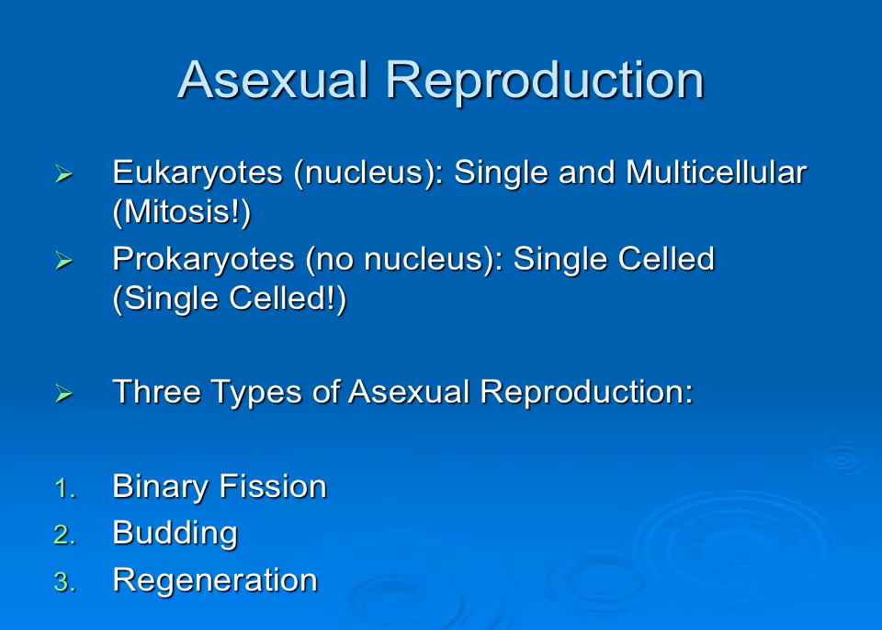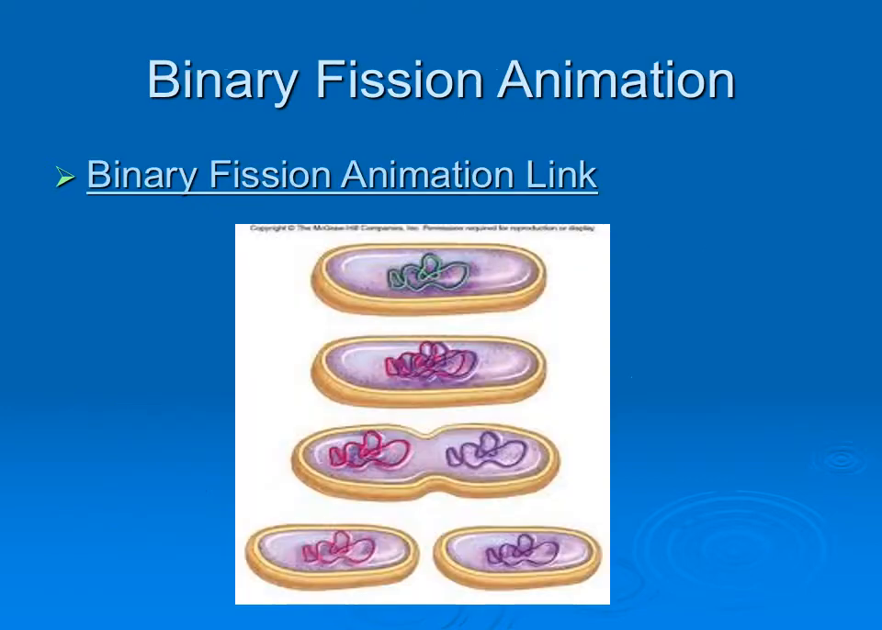So there's three types of asexual reproduction. There's binary fission, budding, and regeneration. And we're going to go back to eukaryotes and prokaryotes when I talk about each of the three. So I just wanted to give you a little overview before we get into each of the three types of asexual reproduction.